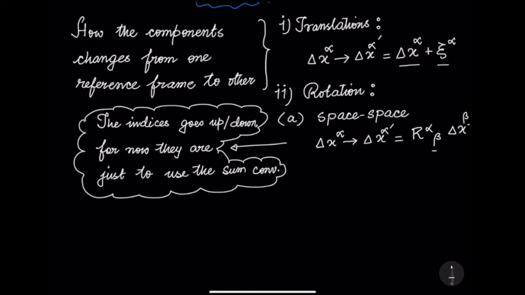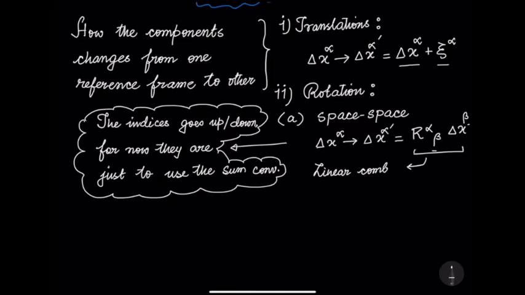The second thing is, this is a linear combination. This entire thing gives me a linear combination of the components in one reference frame in terms of the other. So delta x alpha prime is written as a linear combination of delta x beta, and the coefficients of that linear combination come from the rotation matrix.